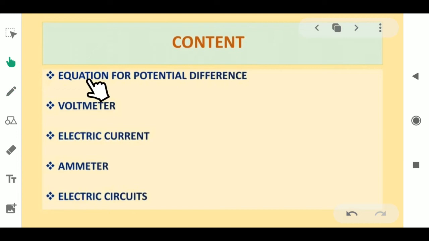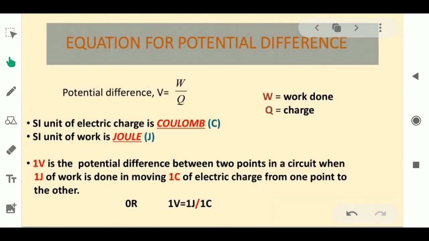Content: equation for potential difference, voltmeter, electric current, ammeter, electric circuits. Equation for potential difference. Dear students, in the previous session we have discussed potential difference.